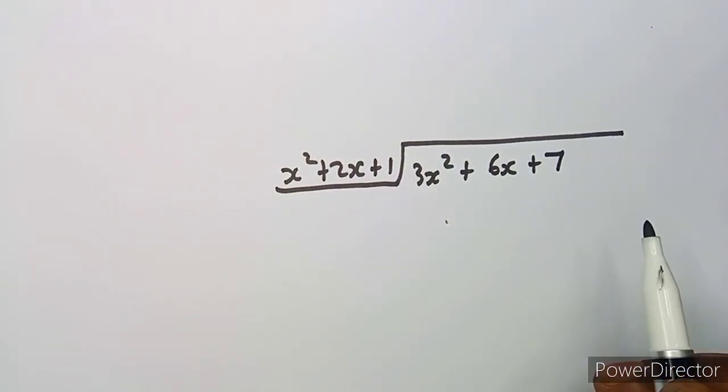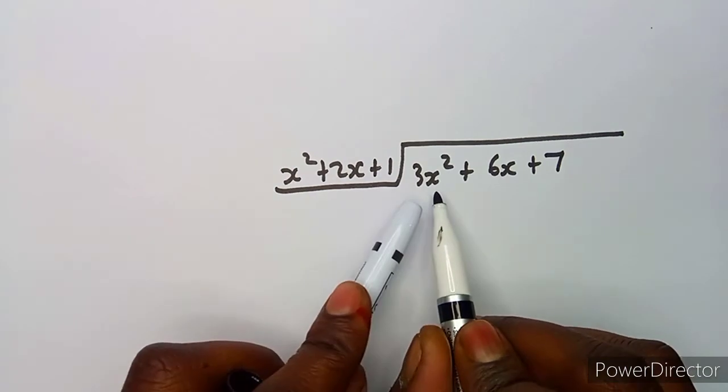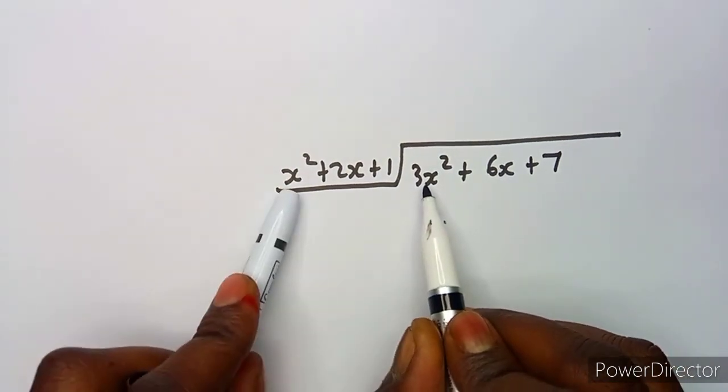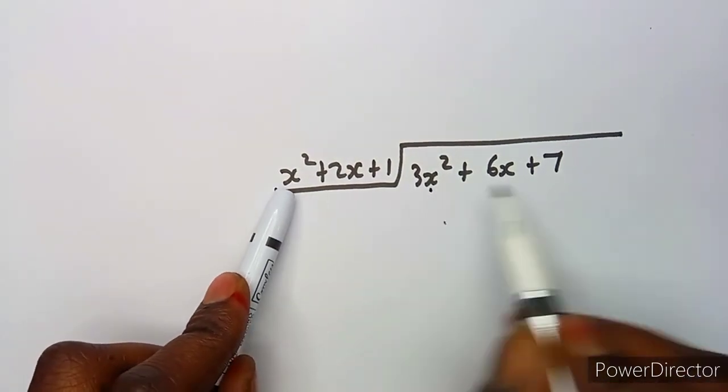Whether it's a quadratic like this, guys, the concept is the same. Like I said, you divide the first term always versus the first term. So this is your first term and your first term.